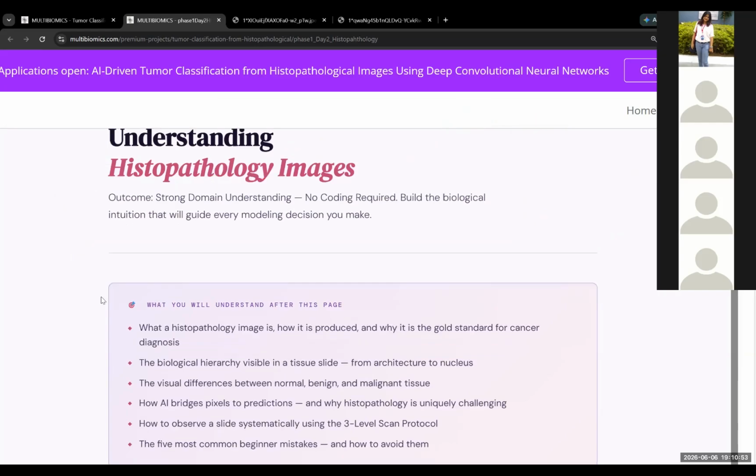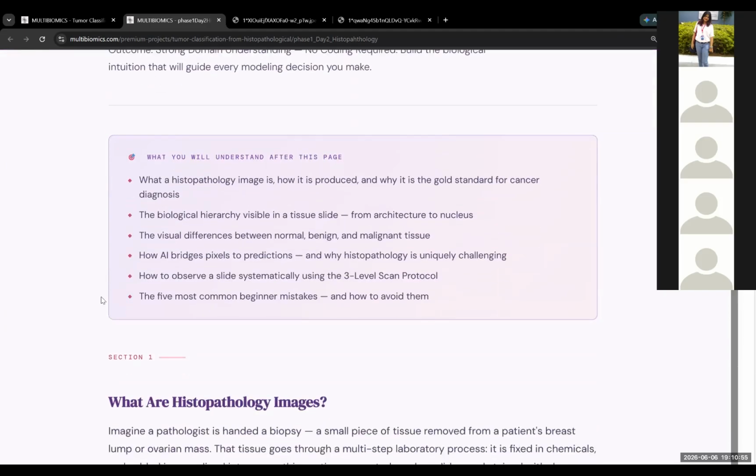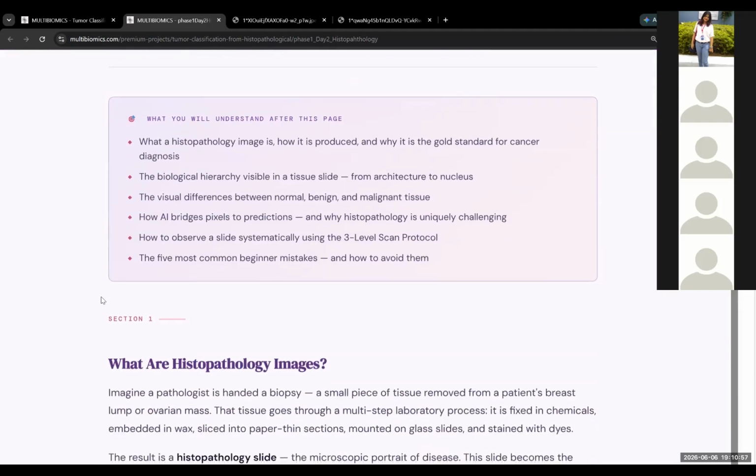Now let me proceed. What you will understand after this class today is what a histopathology image is, how it is produced, and that for cancer diagnosis this image is the gold standard. Not an X-ray image, not an MRI image, but the histopathology image is the gold standard for cancer diagnosis. Why, we will look at later on.